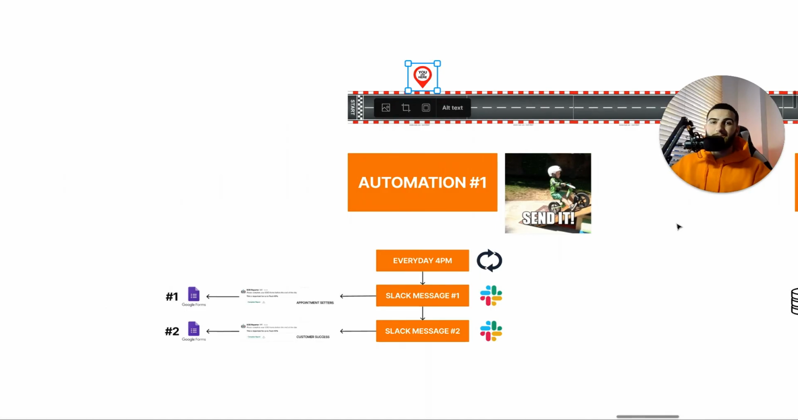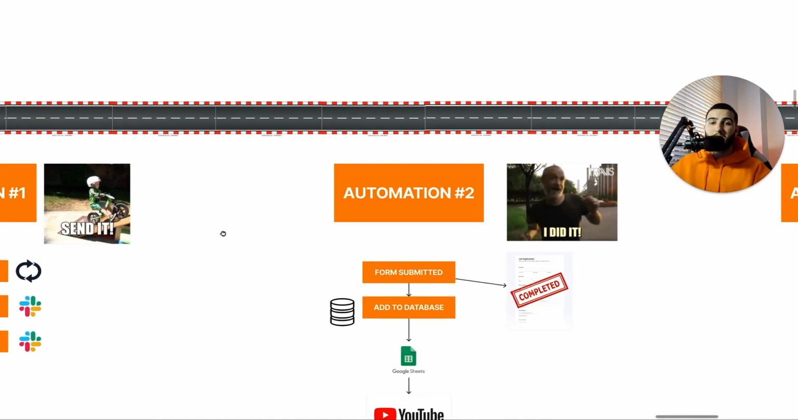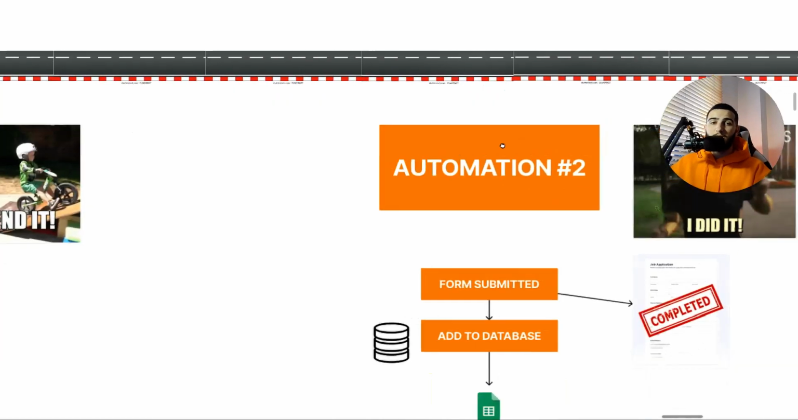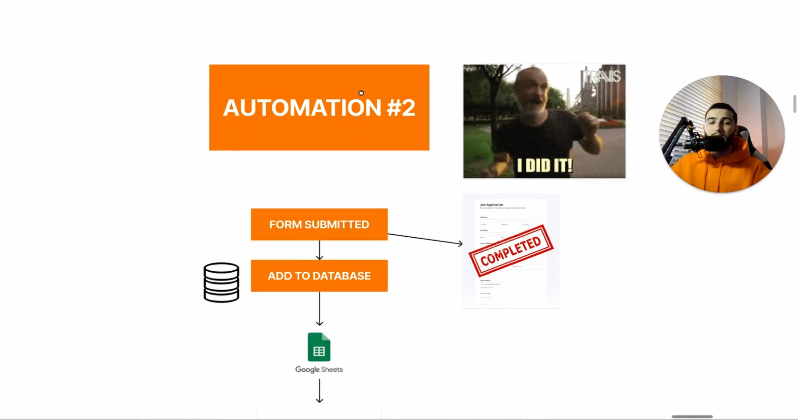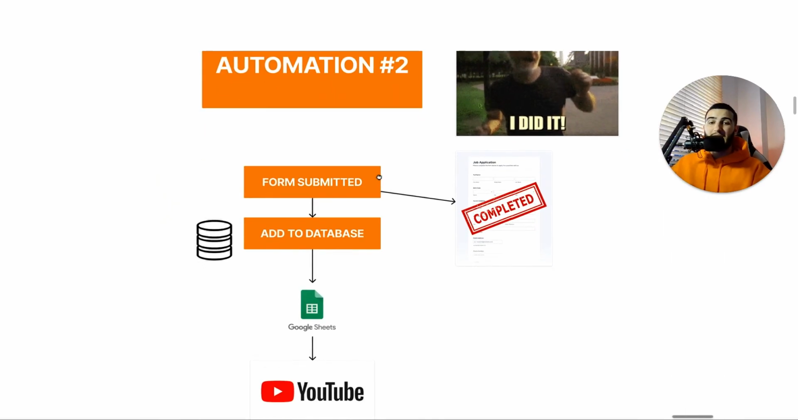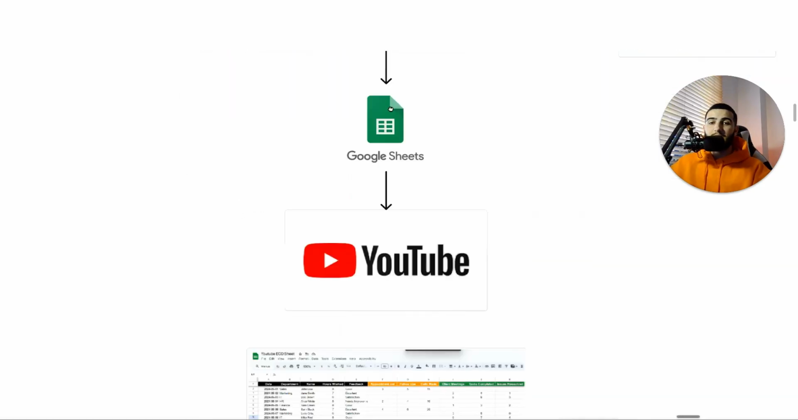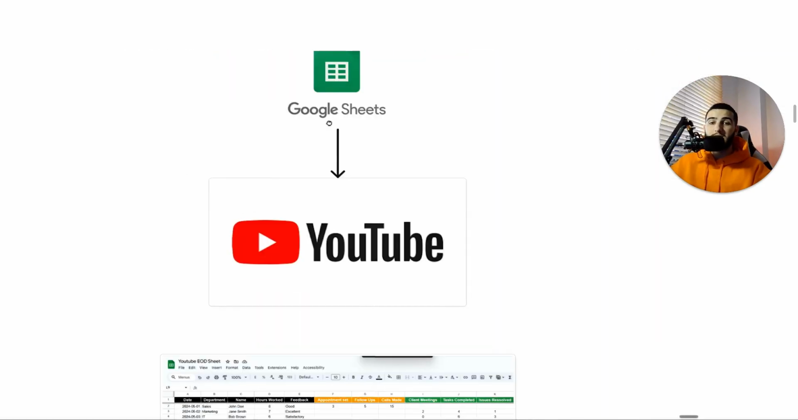And like I said, what this will do every single day at 4 p.m. is send those 2 different Slack messages encouraging the team to actually complete those forms. Now that we've actually managed to get them to complete a form, we need to build the automation to store those forms somewhere. And this automation is another very simple automation. All we're going to do is every single time a form is submitted, we're going to add it to the database. Now, for this example, this will be Google Sheets.